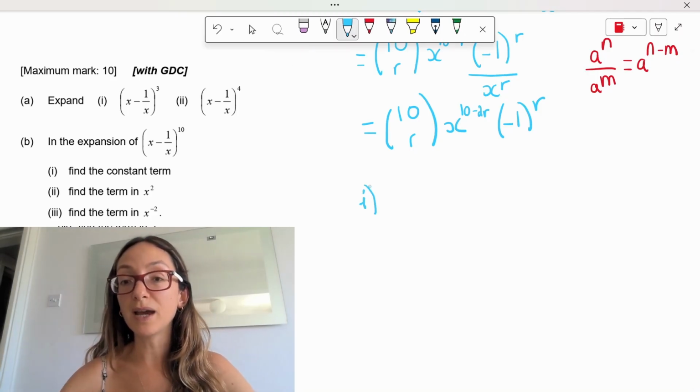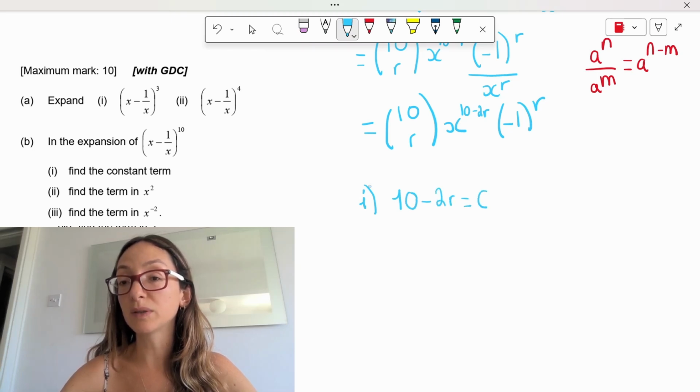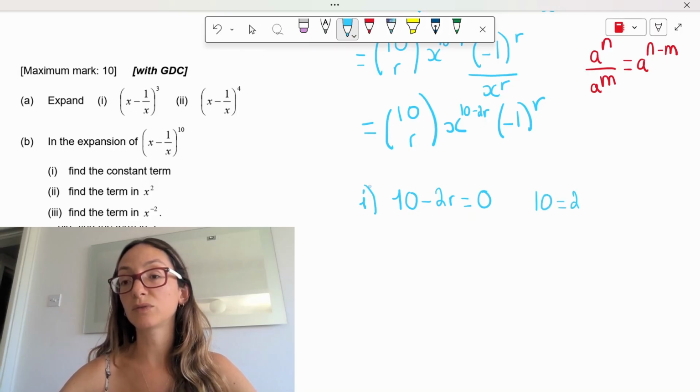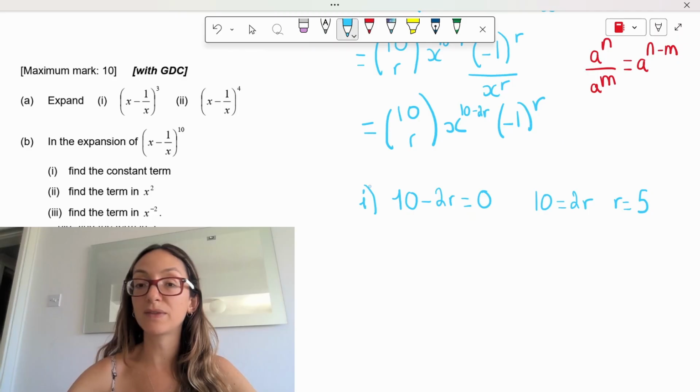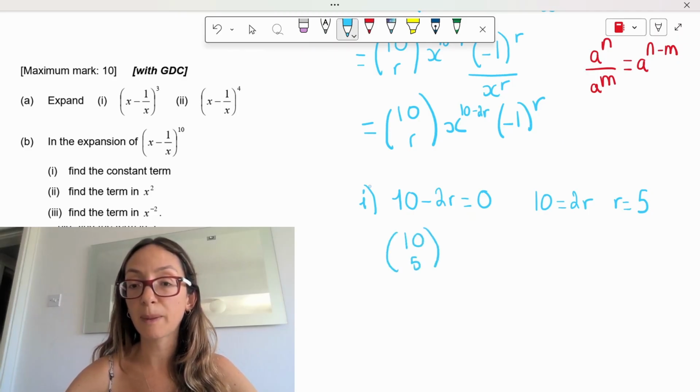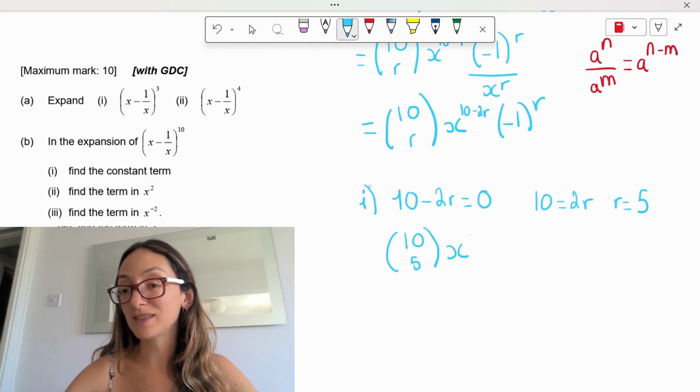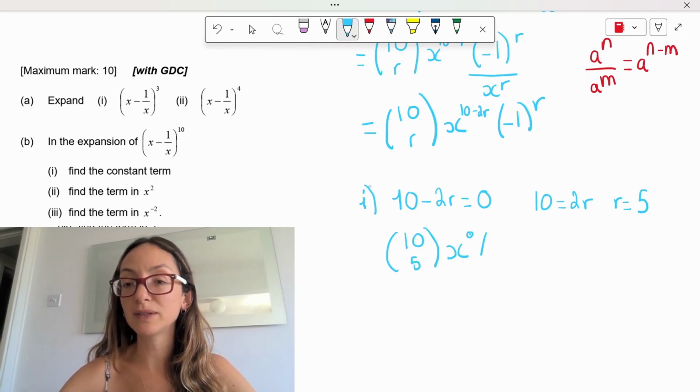And so for part I, we want 10 minus 2r to be equal to 0. If we solve for that, we get that 10 is equal to 2r, which means r has to be equal to 5. Once you have the r value, you just plug it in. So we get 10C5, x to the power of 10 minus 2 times 5, which is 0, exactly what we wanted, and then minus 1 to the power of 5.